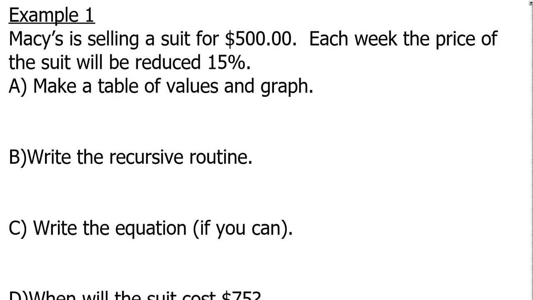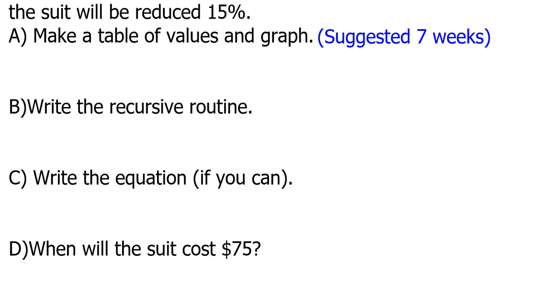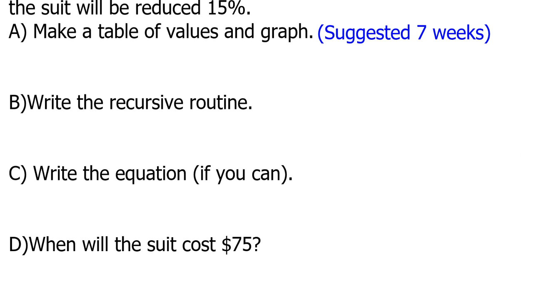saying that Macy's is selling a suit for $500. Each week, the price of the suit will be reduced by 15%. So what we're going to do here is a couple of things. We want to make a table of values and graph. I would suggest doing at least 7 weeks of data to help you think about that. Then we'll come up with the recursive routine, writing an equation if we can, and then doing some predictions like when will the suit cost $75.